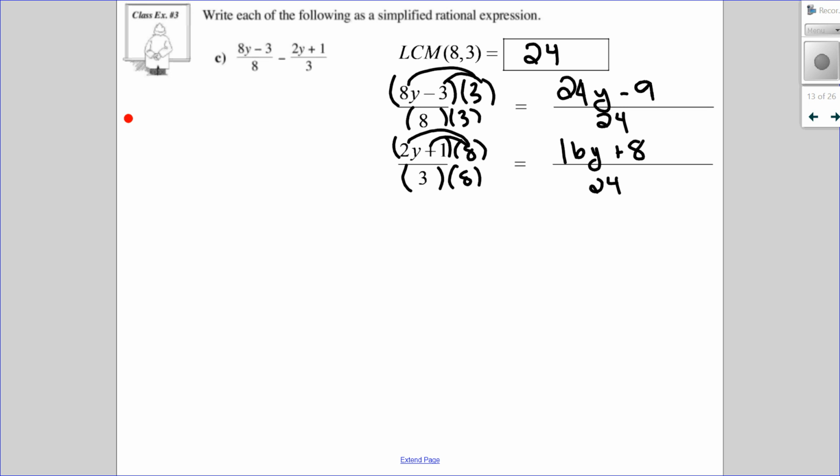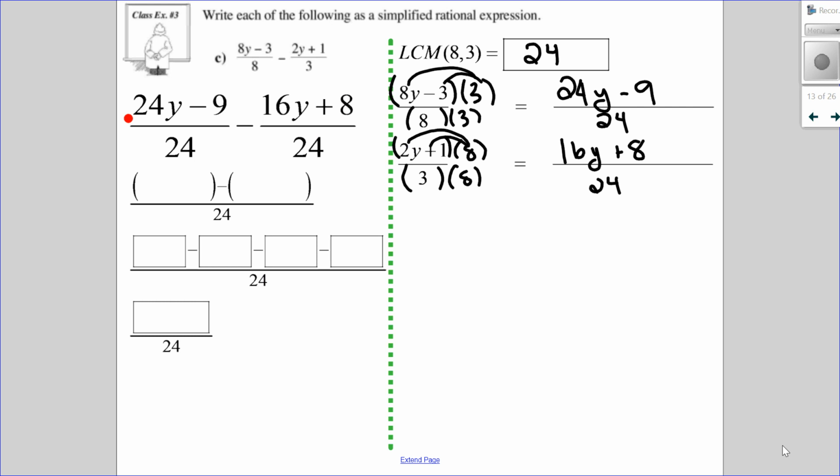24y, take away 9. Okay, so to subtract these now that they have the same denominator, I'm going to keep my denominator the same and subtract my numerators. Now, remember when you're subtracting, I really recommend you put brackets around your second numerator so you remember to subtract the whole thing. Okay, so here I have 24y, take away 9, take away 16y, take away an 8.